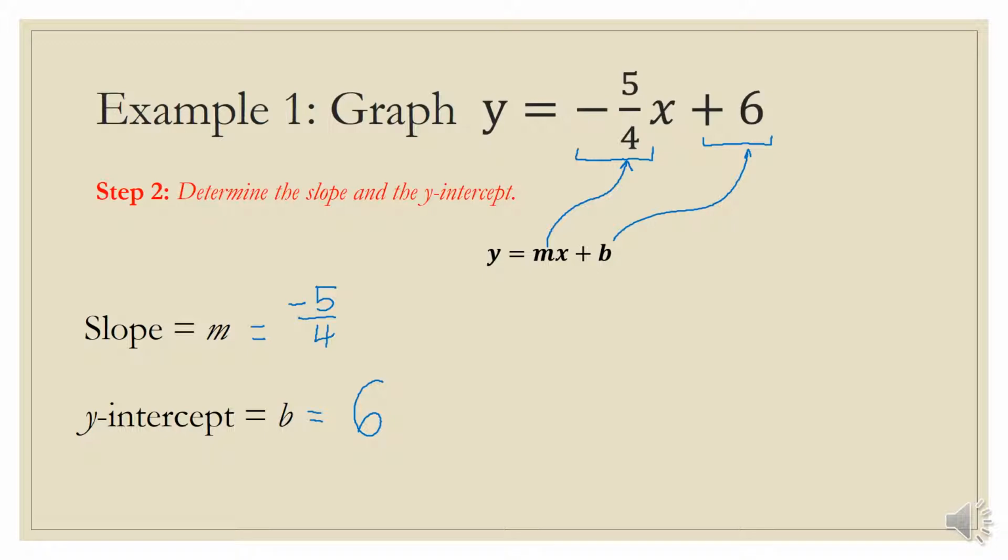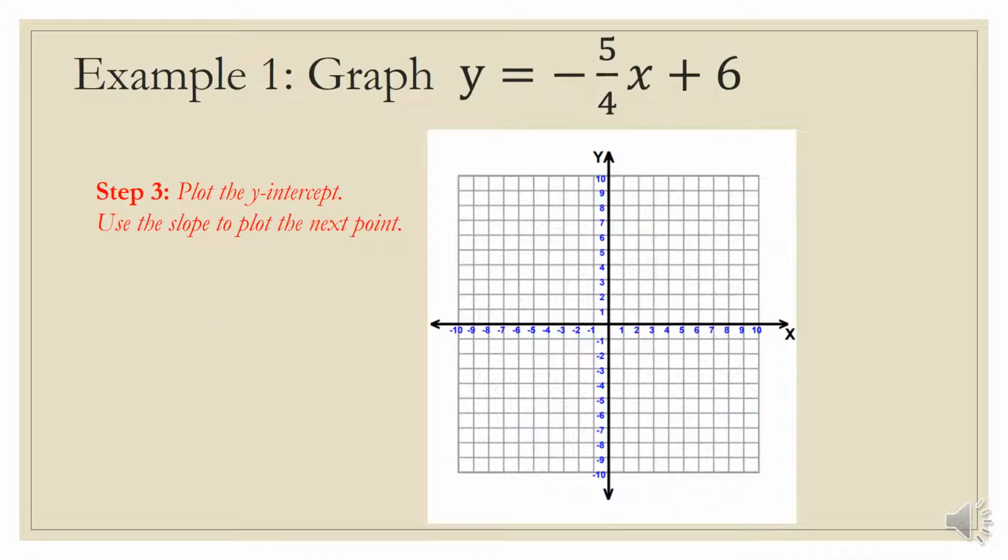Now that we know that, we can go ahead and graph the line. Just like we said before, the first thing you're going to want to do is plot the y-intercept. Then we're going to use the slope to plot the next point. Just to remind you, there's our slope and our y-intercept. The first thing we need to do is plot the y-intercept at 6. So that's at a positive 6. We'll go ahead and plot that.